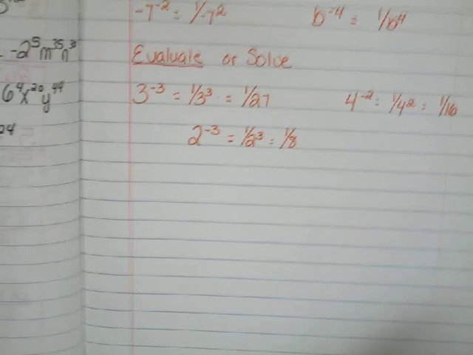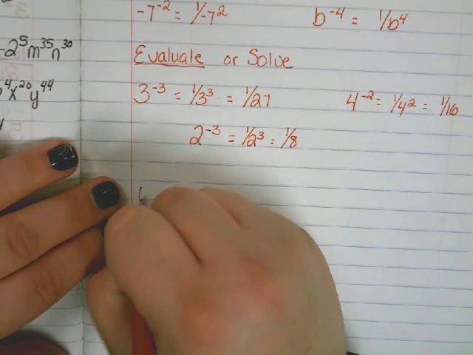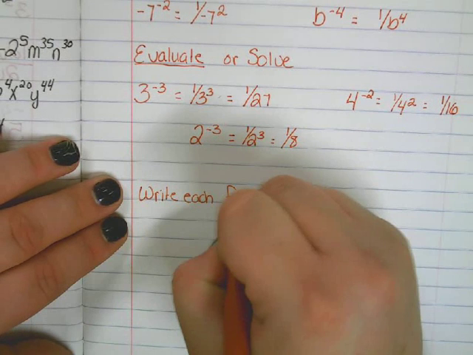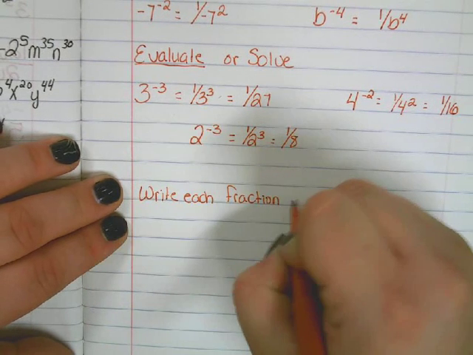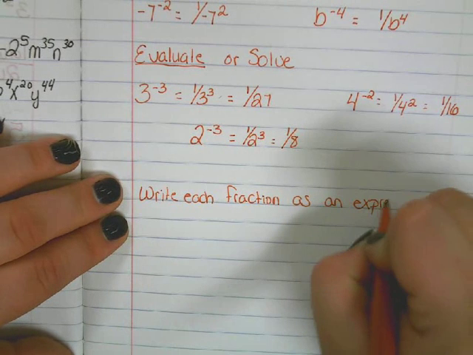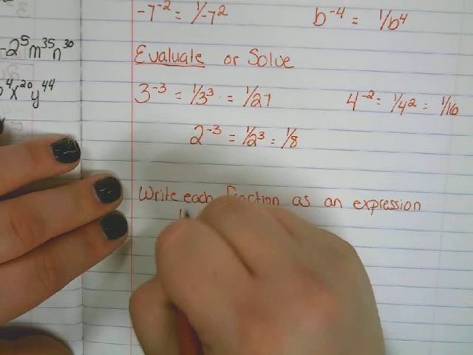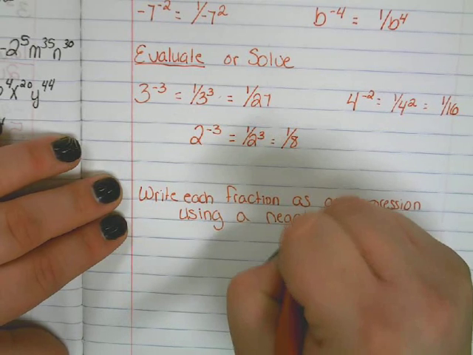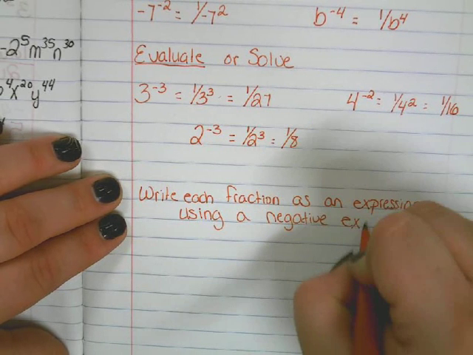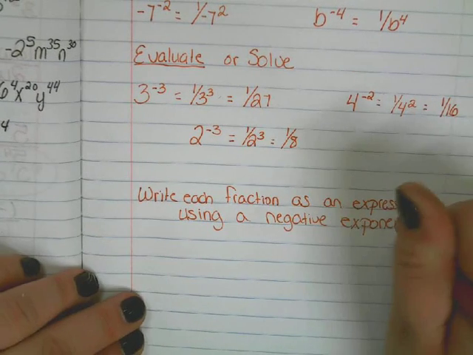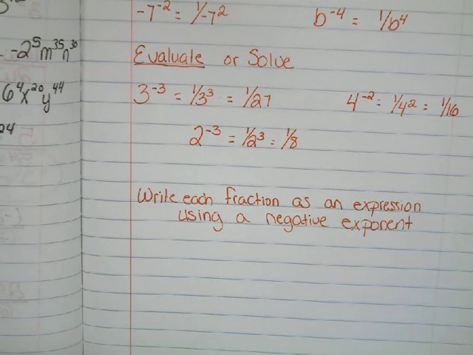Okay, the last section is going to ask you to write each fraction as an expression using a negative exponent. Alright, so they're going to give you a positive exponent. They want you to write it using a negative exponent.